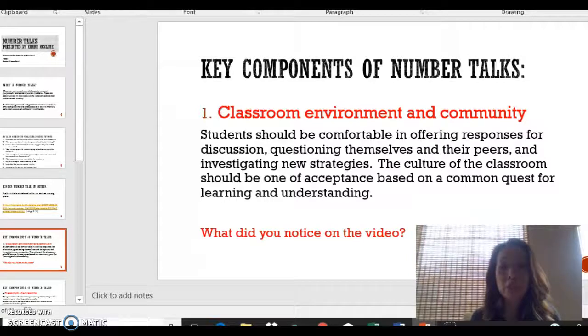They were able to share without making fun of each other. At the same time, the teacher was guiding them and prompting them, but not actually answering them. She allows students to share without cutting them off, so she had a little bit of wait time. The students were smiling and feeling safe that they could respond, even though they were wrong or right. They knew that they could share in their classroom. So again, for Number Talks to work, the environment has to be comfortable and safe.